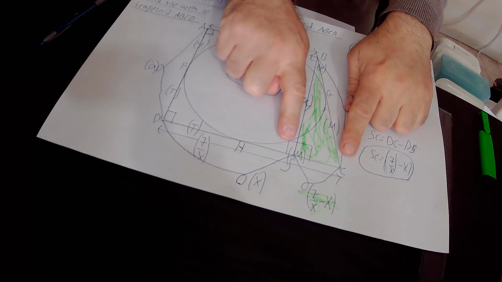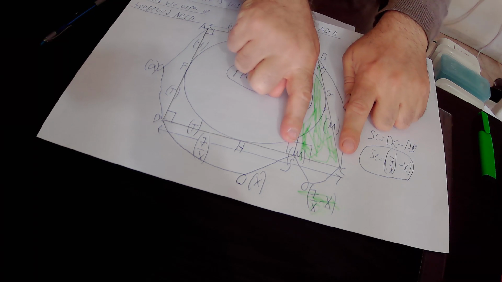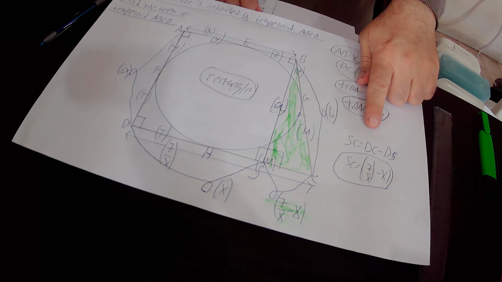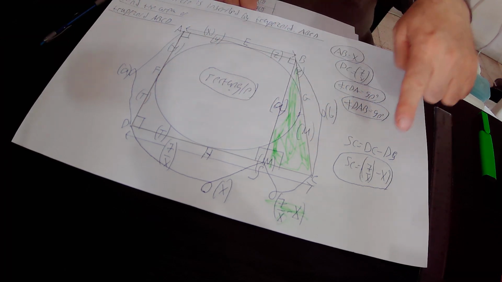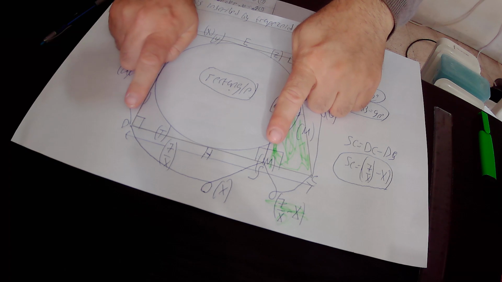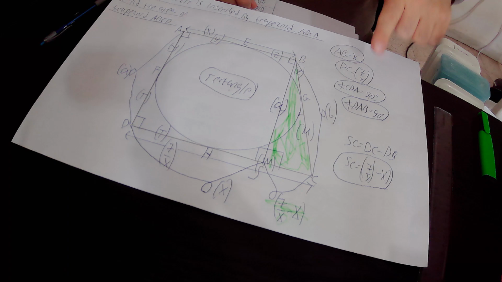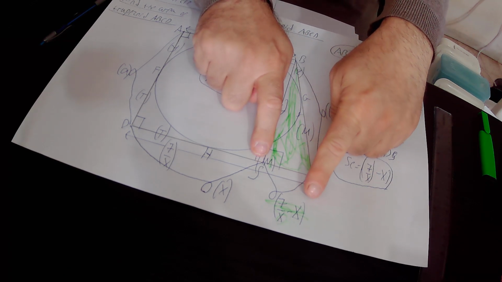What is the length of this line segment, line segment SC? From the drawing, it is very easy to see that SC equals DC minus DS. DC is 7 over X according to what is given in the equation. DS, we just found out, equals X. So in total, SC equals 7 over X minus X.